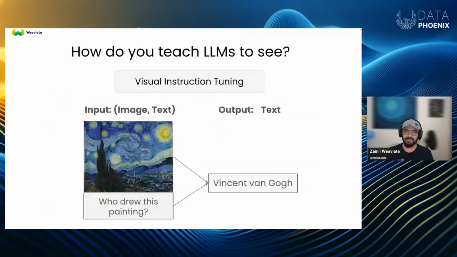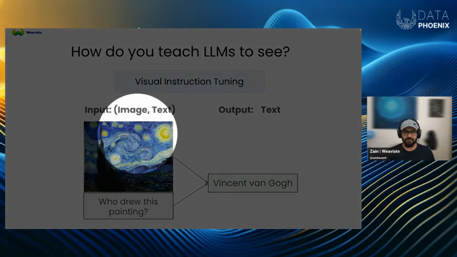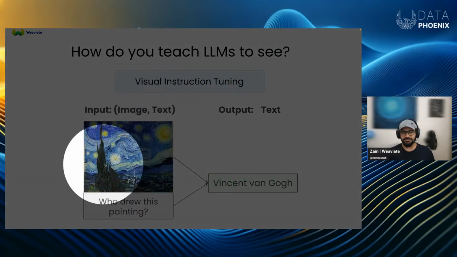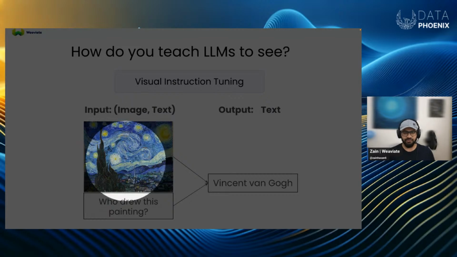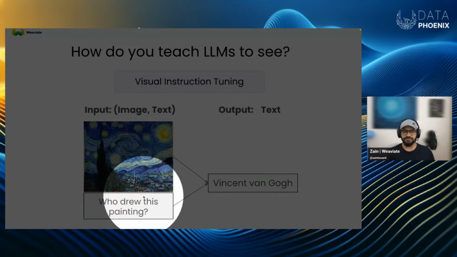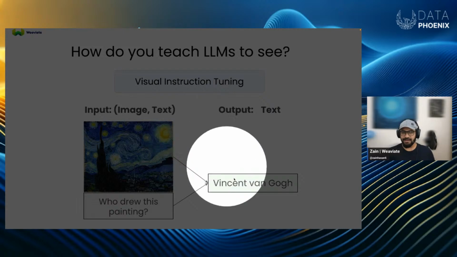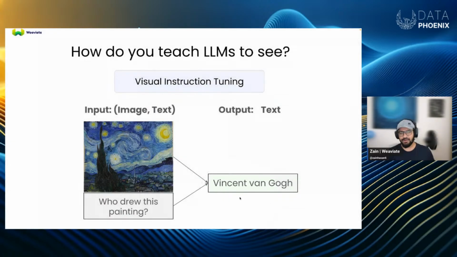So typically what we do with language models is we pass them text in and they pass us text out. If you open up ChatGPT right now, you can pass in text and then it'll give you text out. What's new with GPT-4 Omni and a lot of these new models is that you can pass in an image along with a text, right? So you can pass in this image, you can drag and drop this in, and then you can say who drew this painting, right? And you can do this, and the output will be text. Right? So now we're going from just a text in, text out to an image and text in, text out.